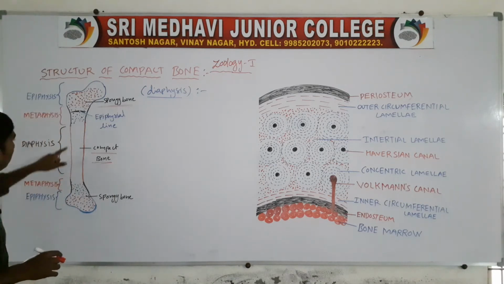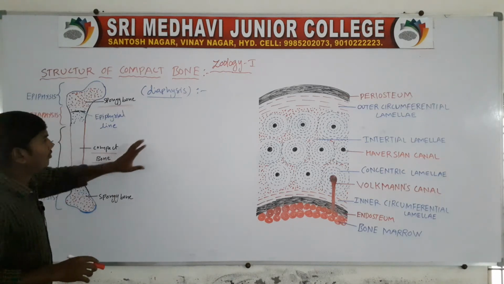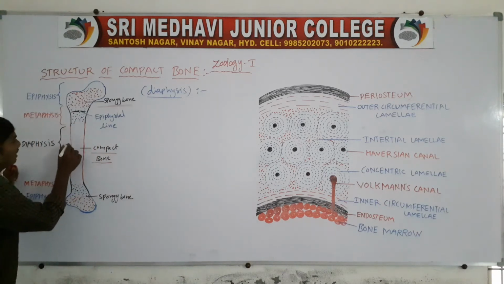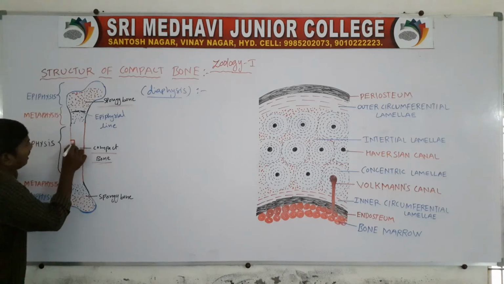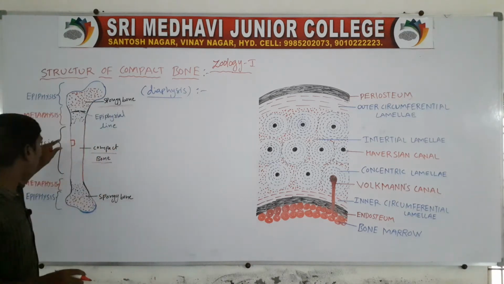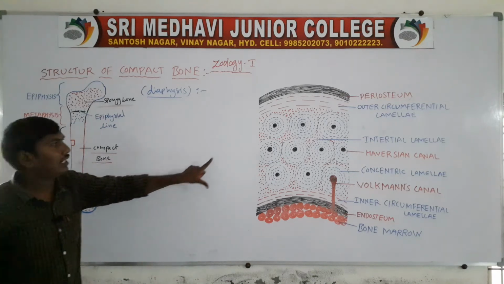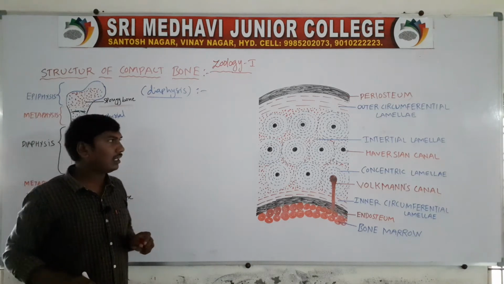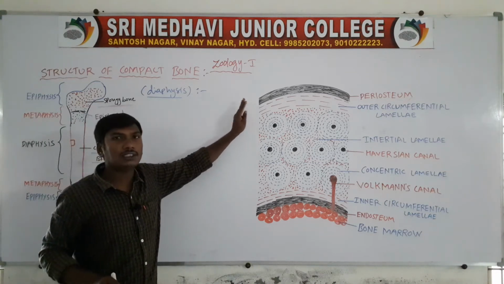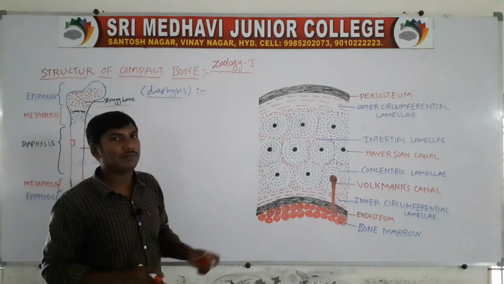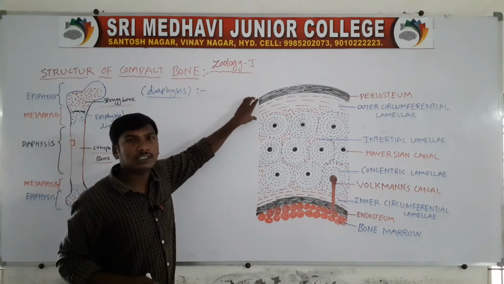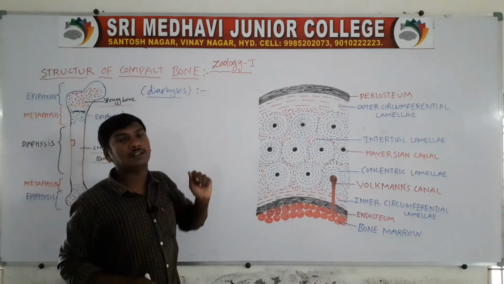Next, this bone diagram shows a small part, the diaphysis, a small region taken from the bone. The outer side of the bone is covered by the periosteum.